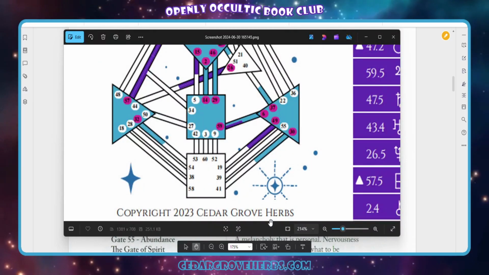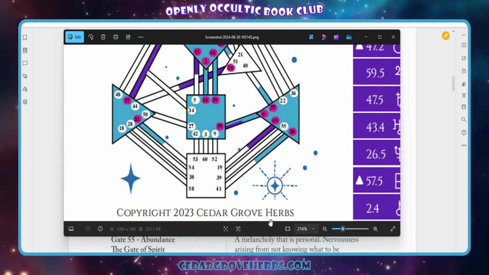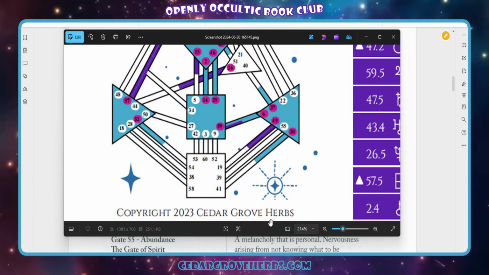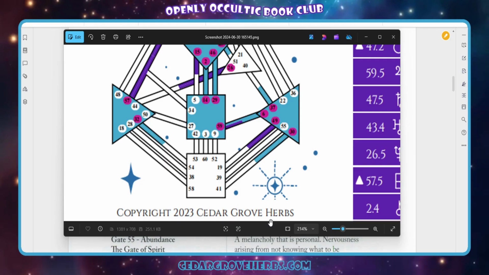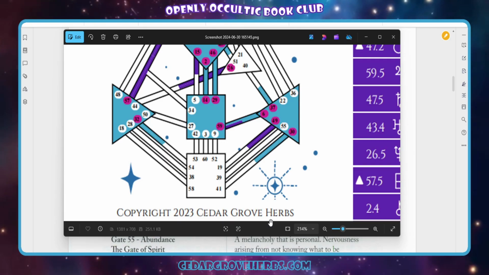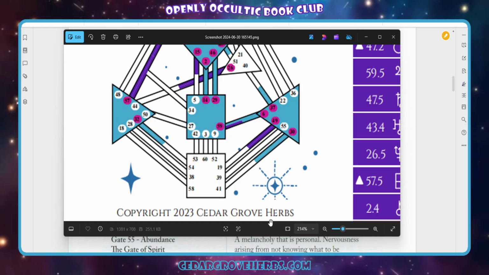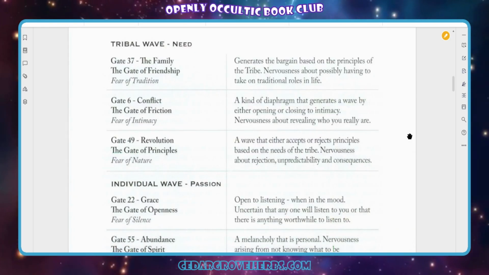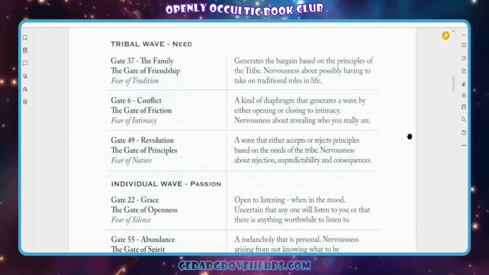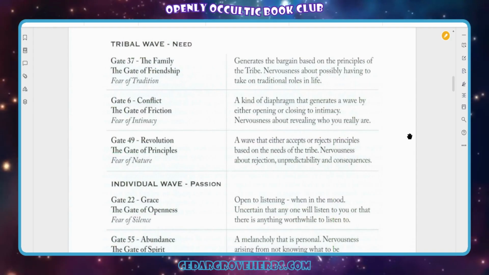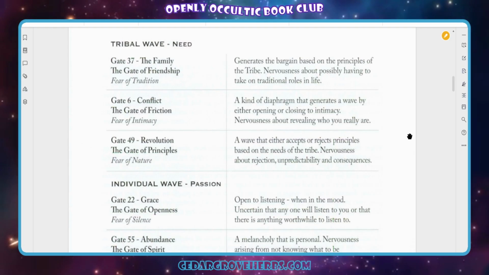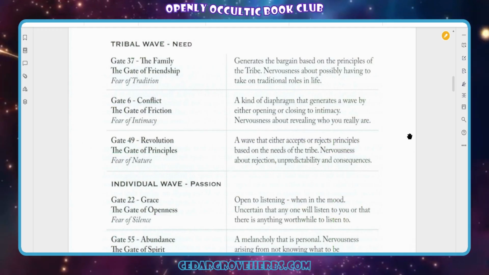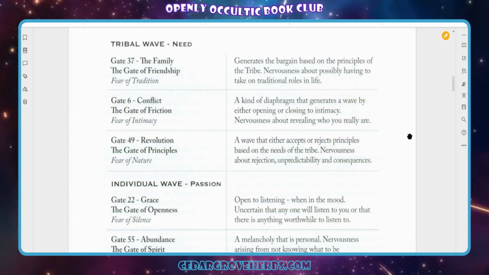Okay. In my chart, in my solar plexus, I have gates 6, 37, 49, and 30. Gate 6, the gate of conflict, gate of friction, fear of intimacy, a kind of diaphragm that generates a wave by either opening or closing to intimacy. Nervousness about revealing who you really are.